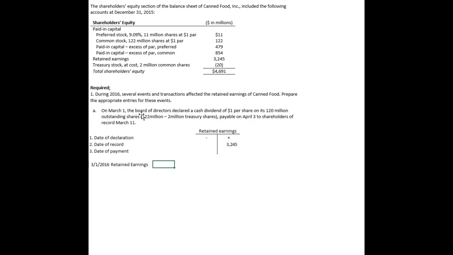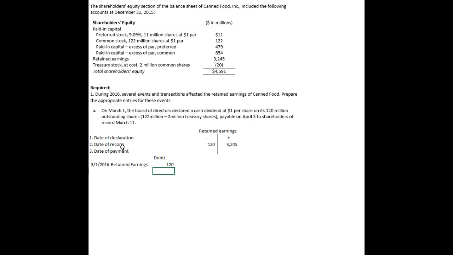And the amount of the retained earnings that I'm going to pull out of here is fairly simple, right? They tell us that we have 120 million shares outstanding. We pay a dividend on all the outstanding shares. We don't pay a dividend on the treasury stock, which is why we subtract that from the number of shares that have been issued. We're going to pay $1 per share. So we're simply going to pull out of retained earnings $120 million. Those numbers are in millions. So I'm going to debit retained earnings for $120 million.